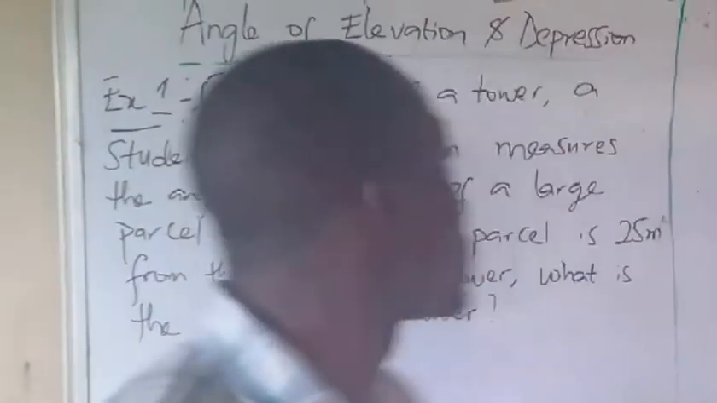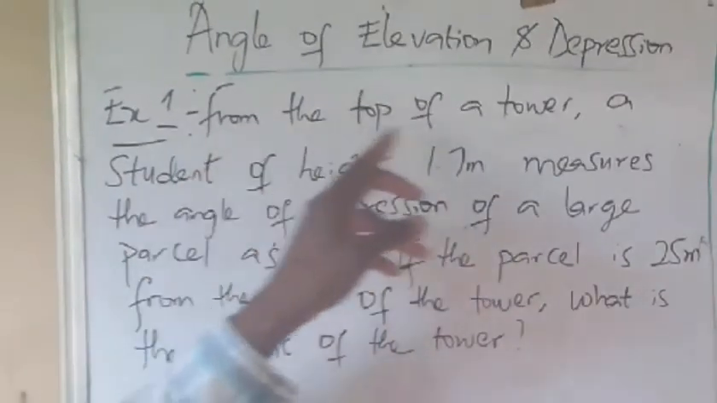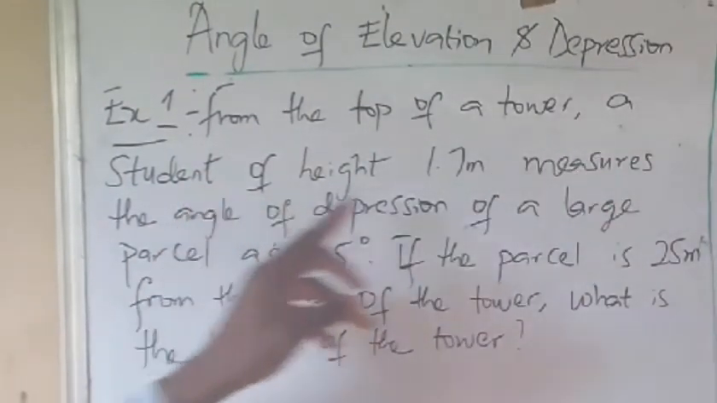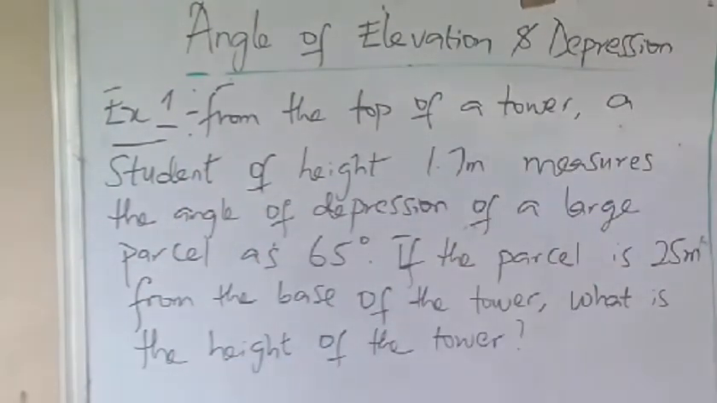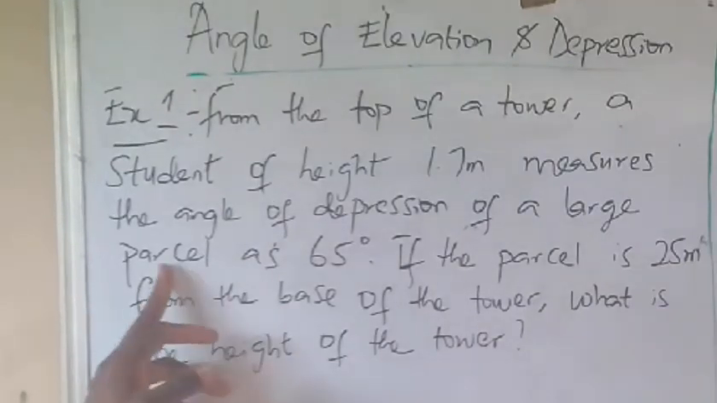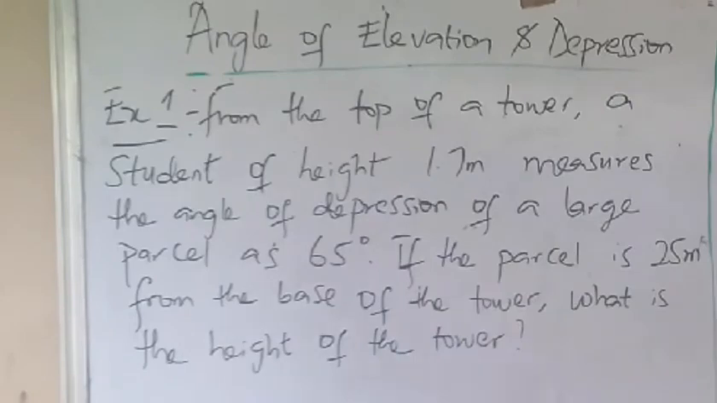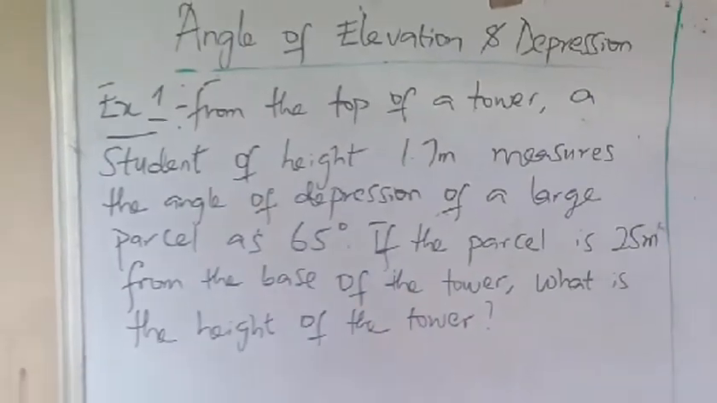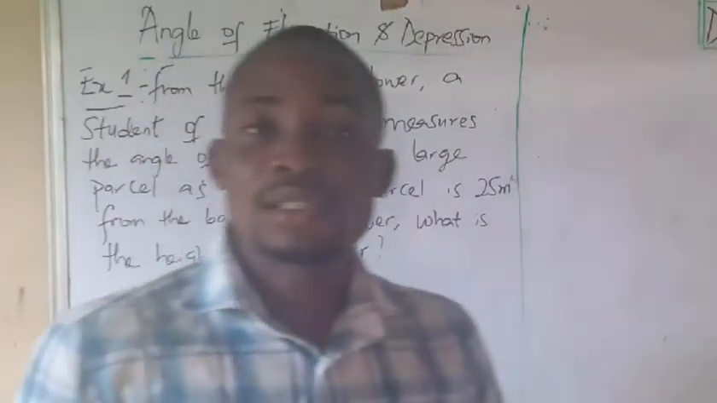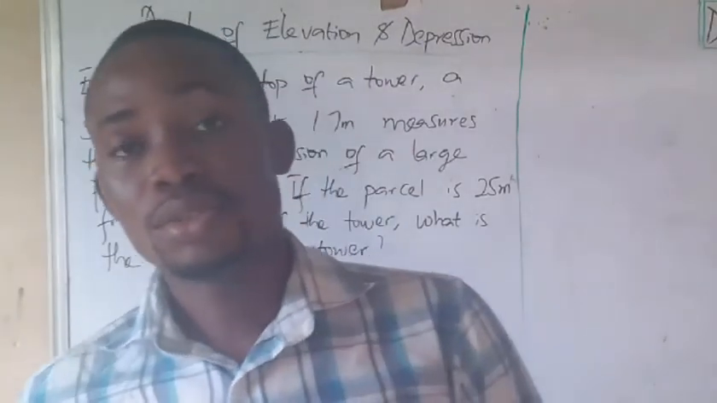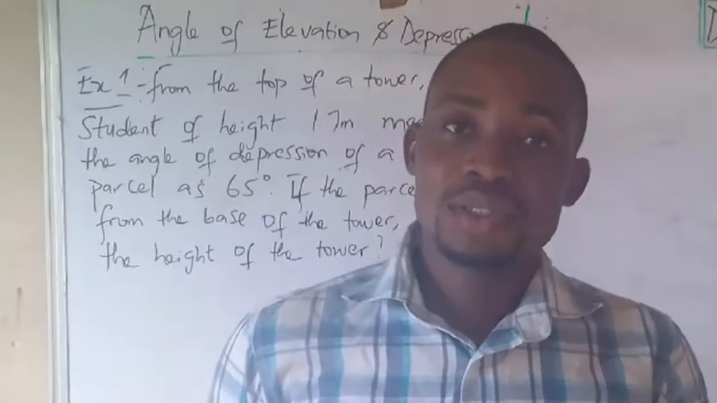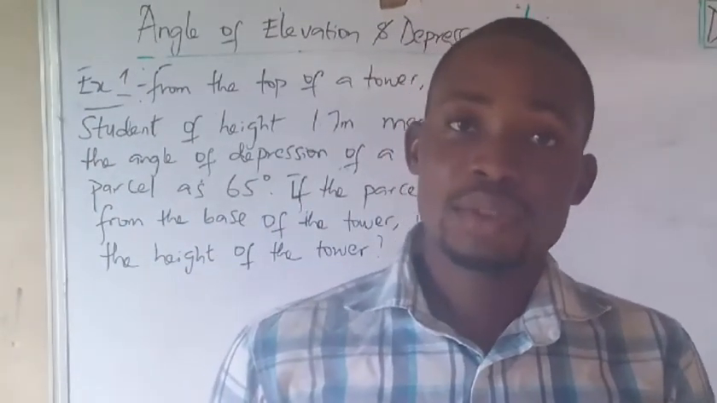Example 1. From the top of a tower, a student of height 1.7 meters measures the angle of depression of a large parcel at 65 degrees. If the parcel is 25 meters from the base of the tower, what is the height of the tower? To solve questions in mathematics, we have to solve them step by step.